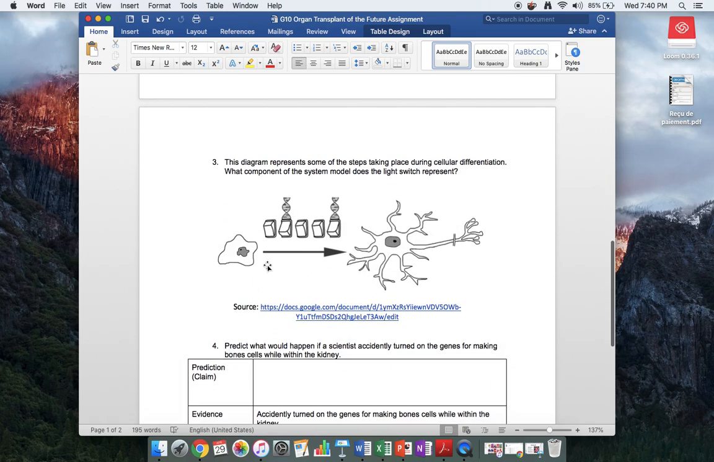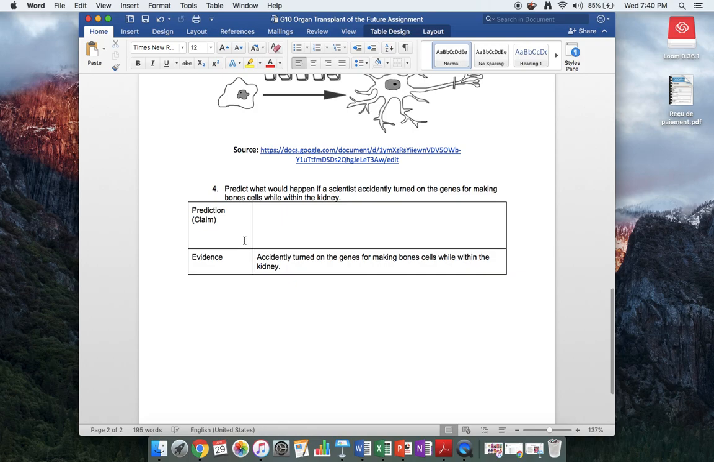Okay, and then you have a diagram here. Say what component of the system the model represents. You're analyzing a model here about differentiation. And then here you're making a claim based on these kinds of evidence. Okay, that's your assignment for today. Please do it in your notebook and upload all the things. If you have any questions or concerns, please email me.